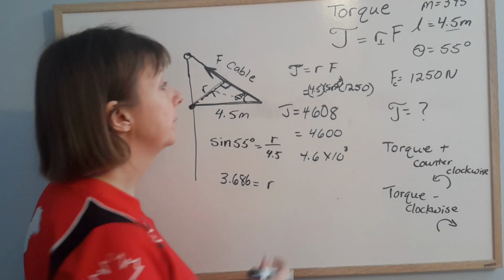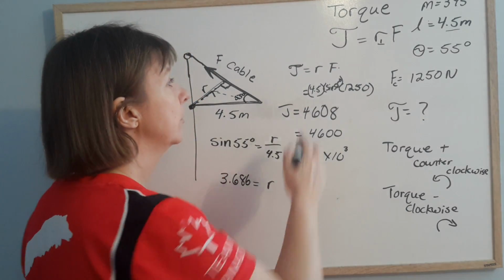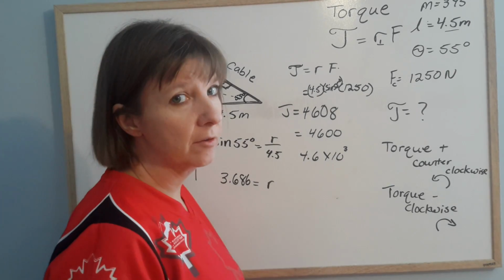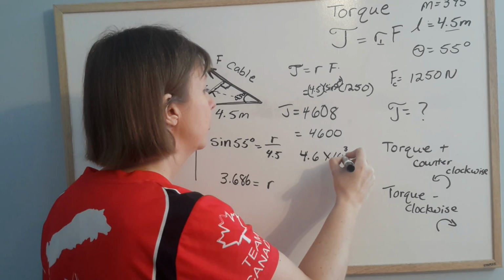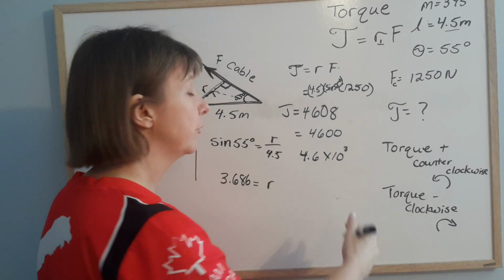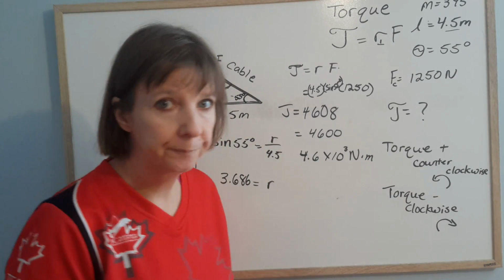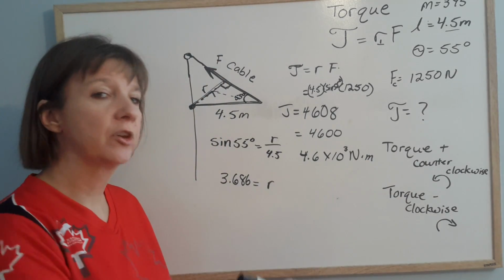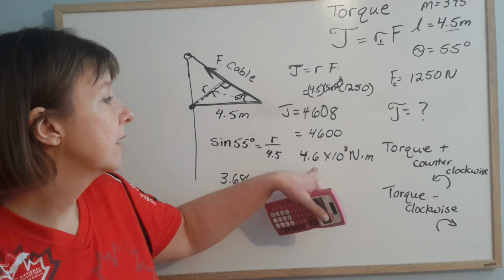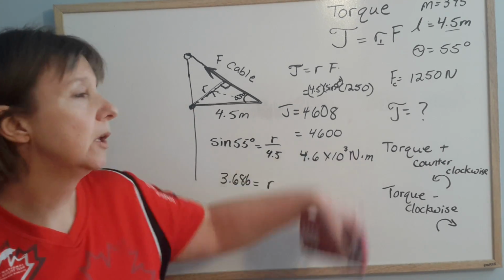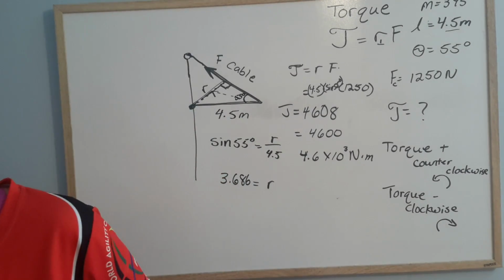And torque, well, let's look at our units. Force is measured in newtons, lever arm distance is measured in meters, and they're multiplied. So there is no name for what we measure torque in, it's just newtons times meters. Not newtons per meter, but newtons times meters. So it's 4.6 times 10 to the third newton meters. So that is part A.